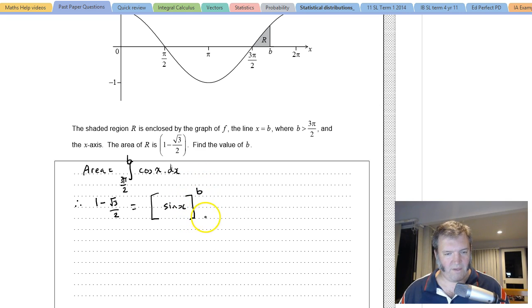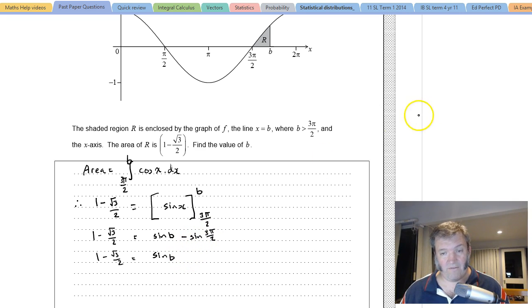I've got to sub in b, and I've got to sub in 3 pi over 2. This won't be too bad. Keep that going down the left-hand side for now: sine of b minus sine of 3 pi on 2. This is 1 take root 3 over 2 equals sine b, and then negative sine of 3 pi over 2.